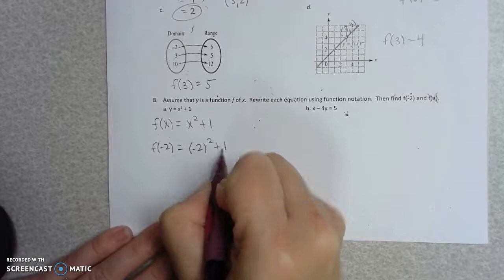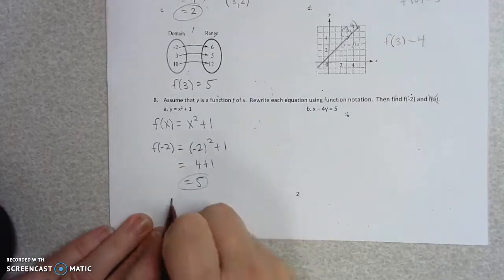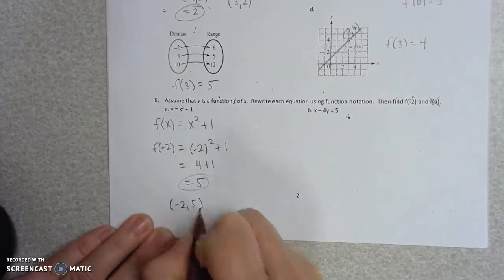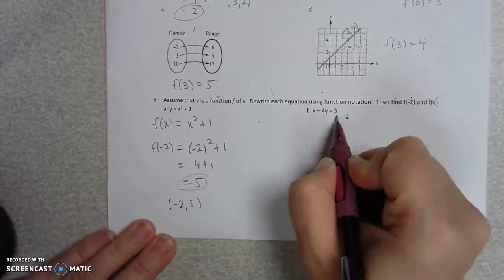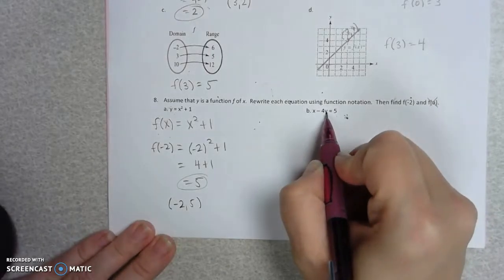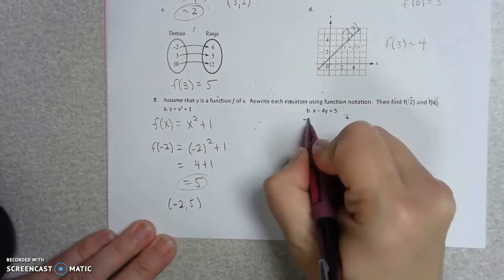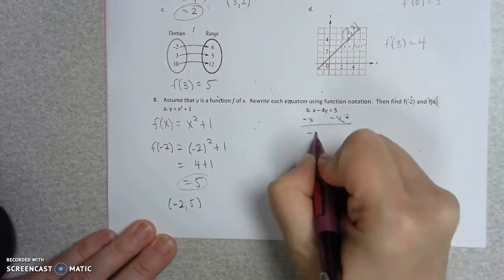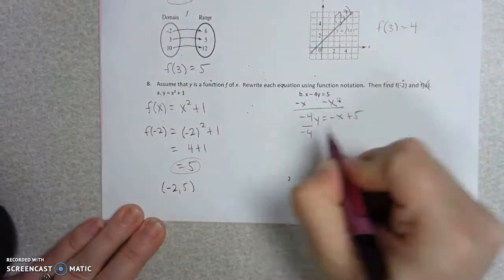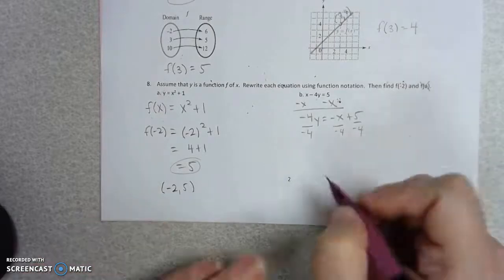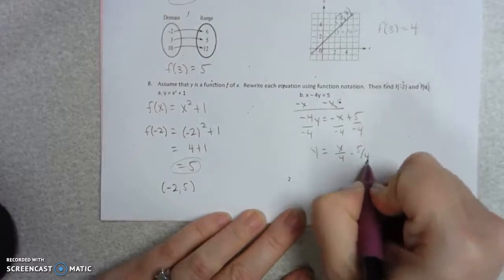I'll fill it in. That'll give me 4 plus 1, which is 5. So if I wrote it as an ordered pair, negative 2, 5 would be the solution. On this equation we have x minus 4y equals 5. I can't just put f of x in y's place because it doesn't say y equals. So I'm going to solve this equation for y. I'm going to subtract x from both sides, then divide everything by negative 4. That'll give me y equals x over 4 minus 5/4.